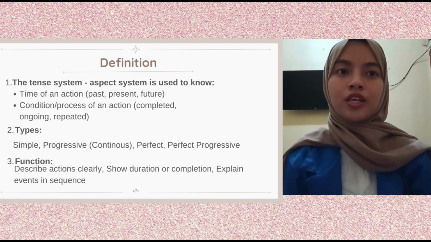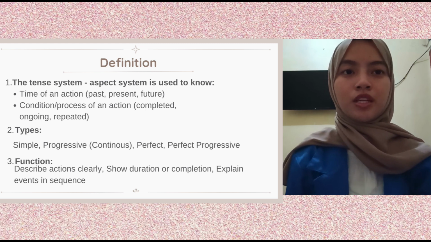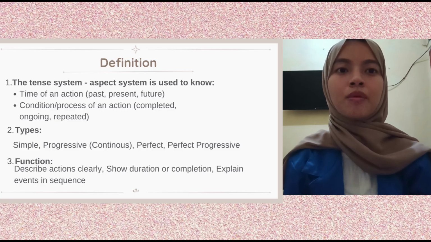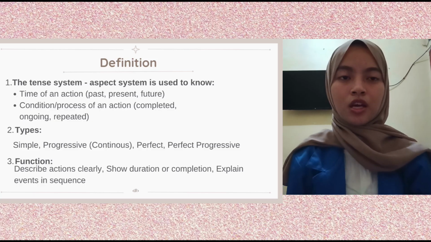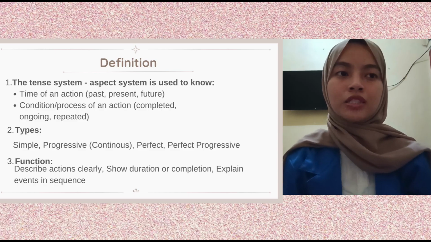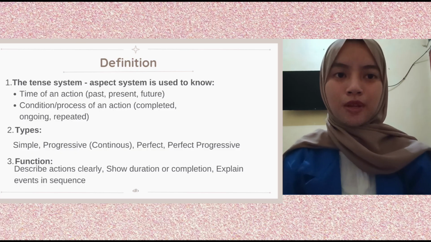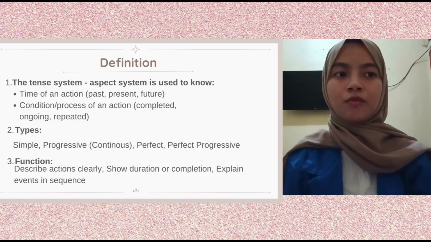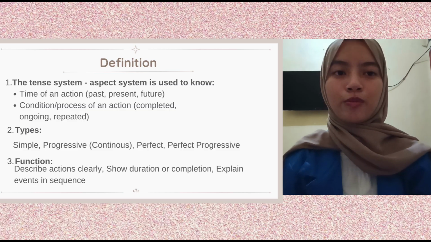The first topic is the tense aspect system in English. Tense and aspect are important parts of grammar because they help us understand the time and the condition of an action. Tense shows when an action happens, whether in the past, present, or future. Meanwhile, aspect explains how the action happens, for example, whether it is completed, ongoing, or repeated.